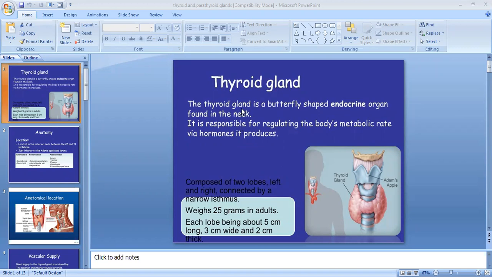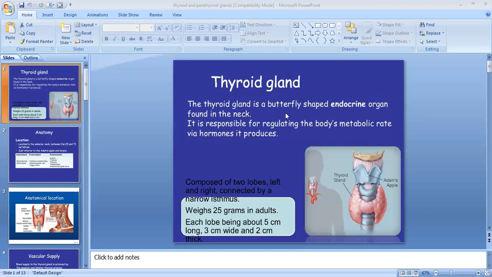So both of these glands are endocrine glands. Endocrine glands, as you know, are those glands that secrete their secretions into the blood, and they are ductless glands. So thyroid and parathyroid are again endocrine glands. Thyroid gland produces thyroid hormones, and parathyroid gland produces parathyroid hormones.